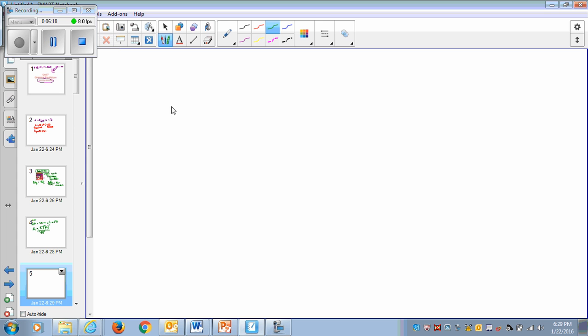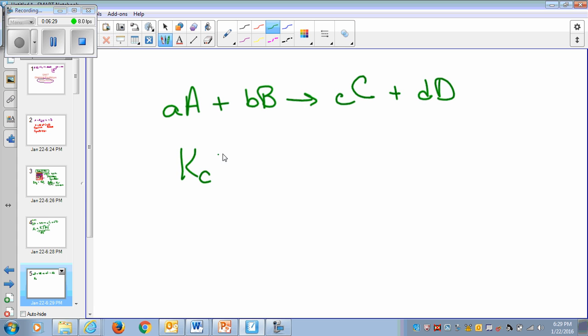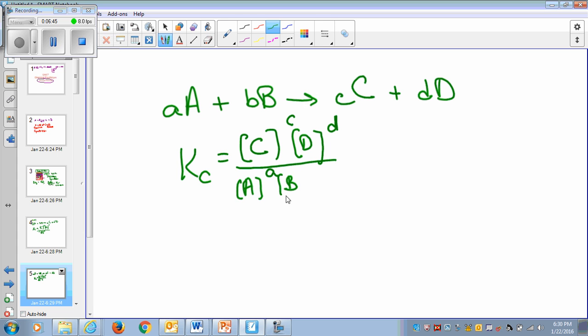Okay, let me try it again. And B moles of B, C moles of C. So I'm calculating the concentration, the equilibrium constant. It has to be the products. Okay, these are my products to the power of the number of moles, divided by the concentration of the reactants to the power of the number of moles of the reactants.